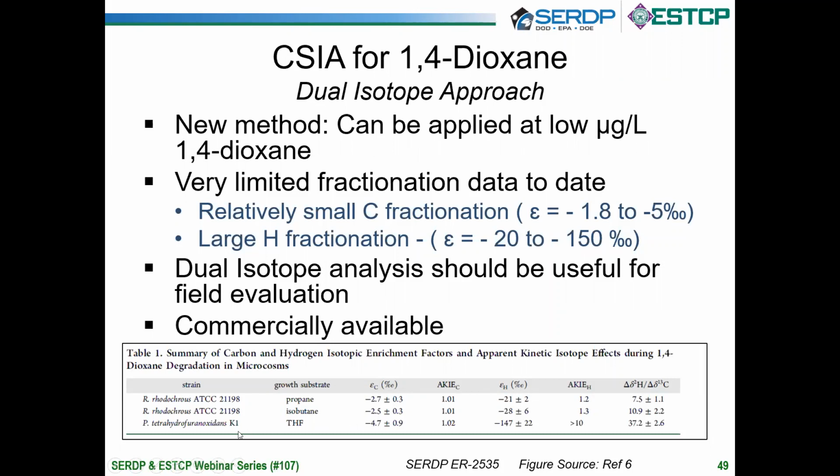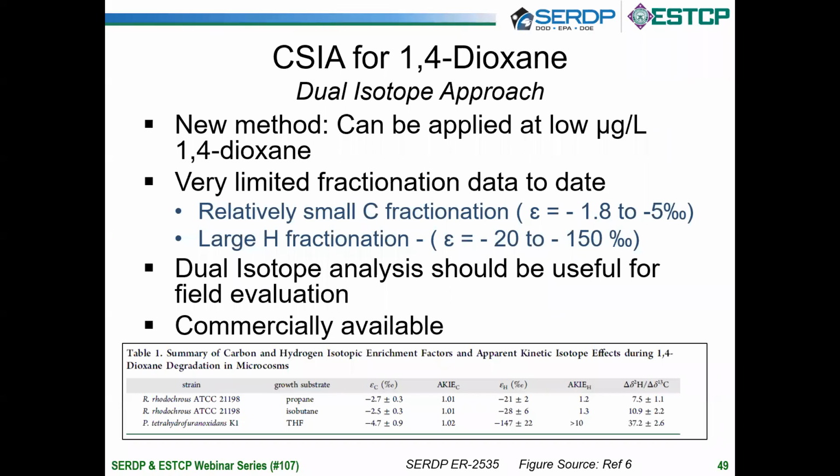And if we look at this one strain, strain K1, it grows on tetrahydrofuran. And this was the strain that fractionated the most. Now, the one thing we know is that this enzyme that allows this organism to grow on THF is the same enzyme that allows the organisms that biodegrade 1,4-D through growth also to live on 1,4-dioxane.